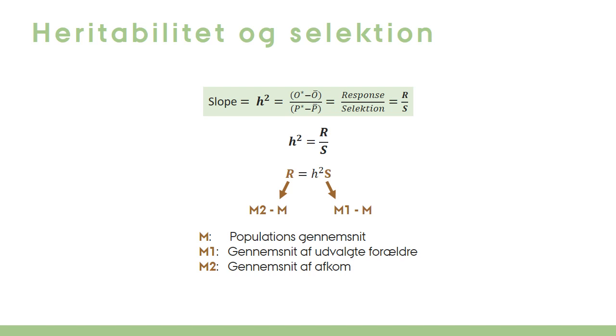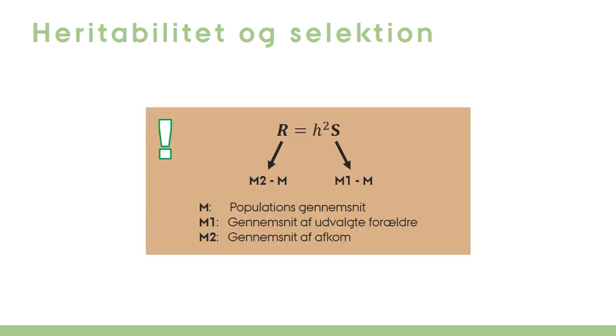How can we calculate that? The response is equal to the average of the offspring minus the average of the entire population. And the selection is equal to the average of the parents minus the average of the entire population. Key message, important: this shows us how we can use heritability. If the heritability is very low, you're not going to have a big response in your offspring. But if the heritability is high, you're going to see a big response in your offspring.